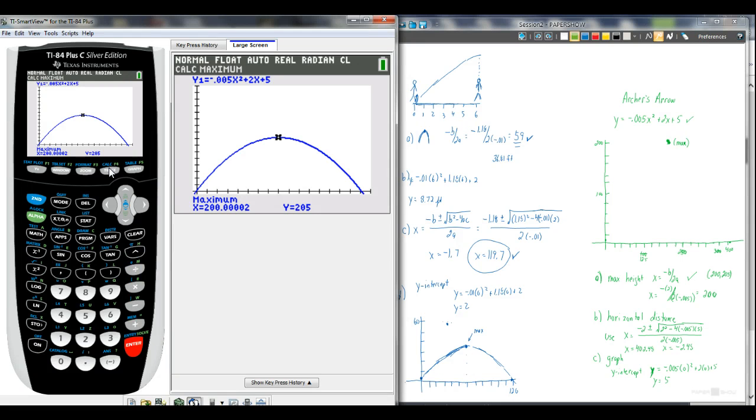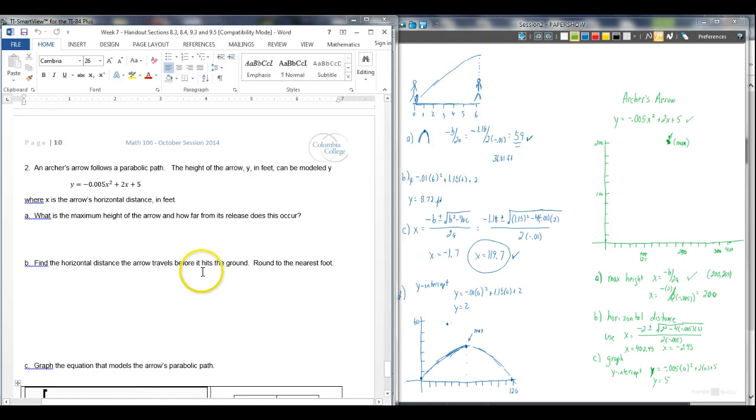So this point right up here is our max. And then the next question is asking to find the horizontal distance the arrow travels before it hits the ground, rounded to the nearest foot. So we're looking on the graph for this point over here, when it hits the ground. So y would equal 0.